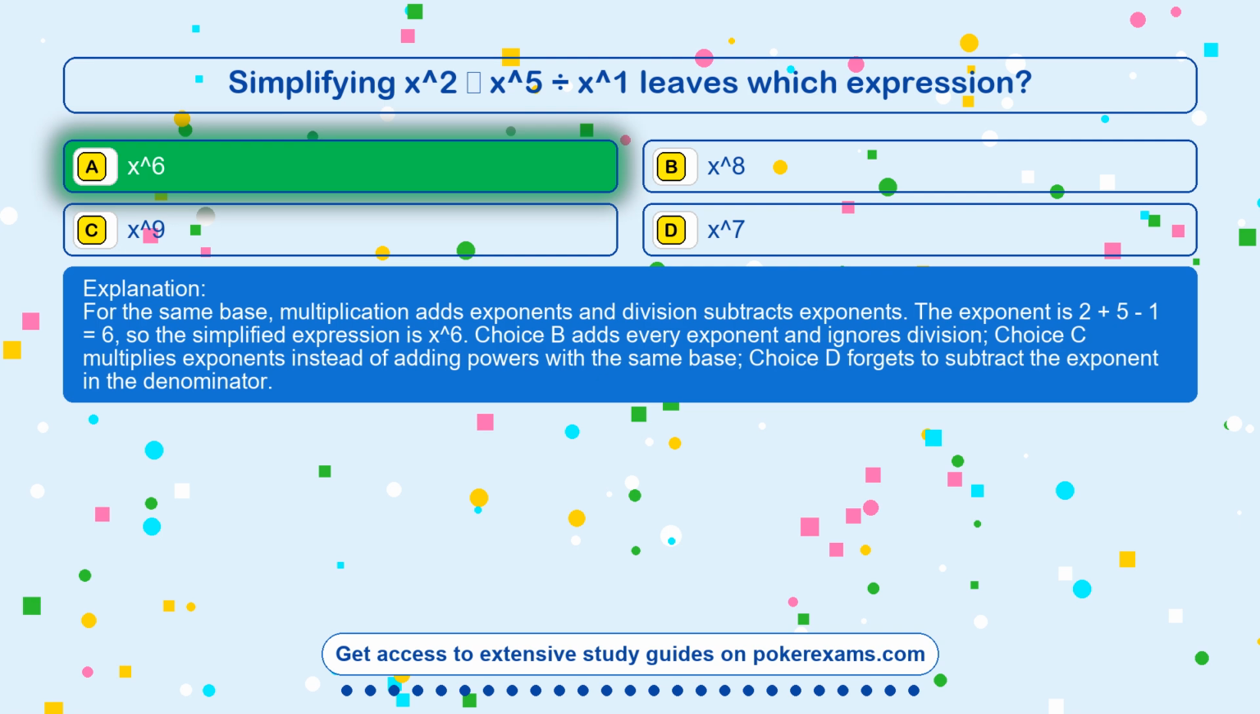For the same base, multiplication adds exponents and division subtracts exponents. The exponent is 2 plus 5 minus 1 equals 6, so the simplified expression is x^6. Choice B adds every exponent and ignores division. Choice C multiplies exponents instead of adding powers with the same base. Choice D forgets to subtract the exponent in the denominator.